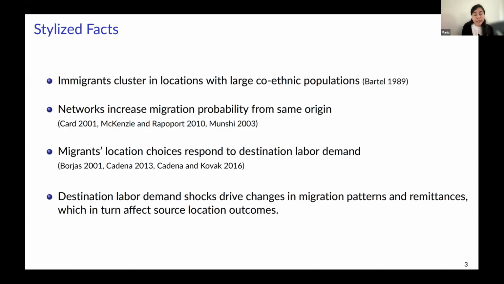We also know that the location choices of migrants are sensitive to destination labor demand. And so given these facts, we expect that changes in destination labor demand lead to changes in migration patterns and remittances, which in turn is going to have effects on other outcomes in migrant source locations, which is very related to the research that last week's lecture mentioned.